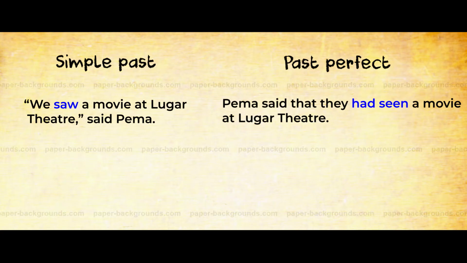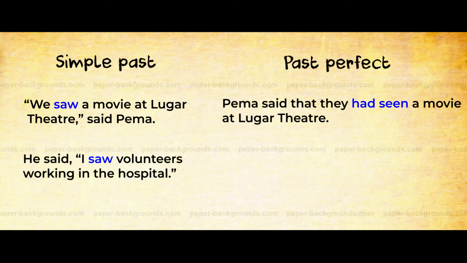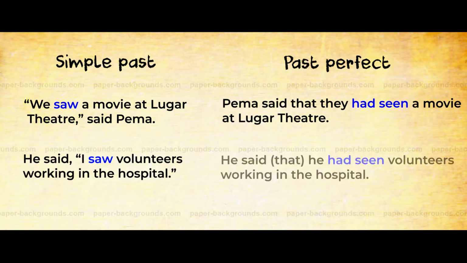Let's look at another example. He said, "I saw volunteers working in the hospital." So when we change this into indirect speech, it becomes, he said that he had seen volunteers working in the hospital. So saw changes to had seen.